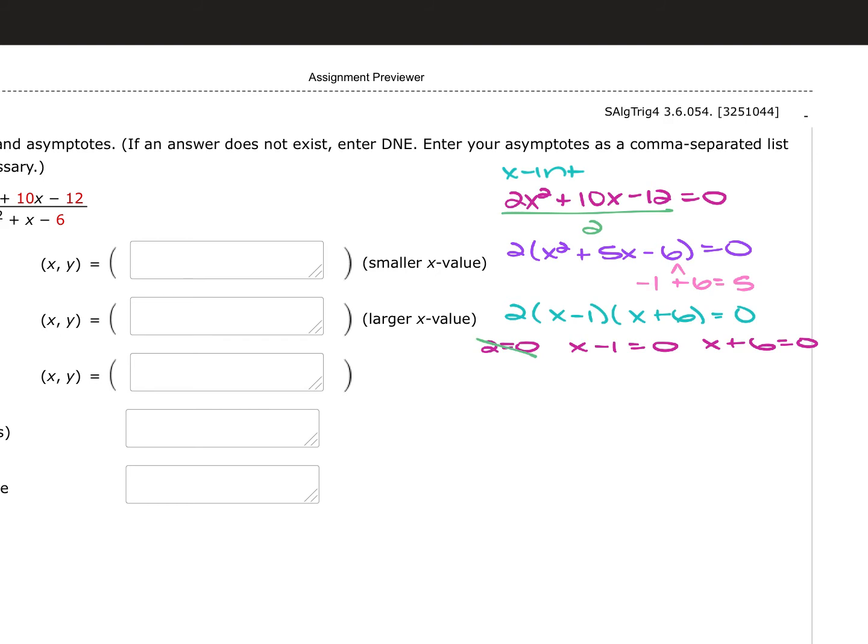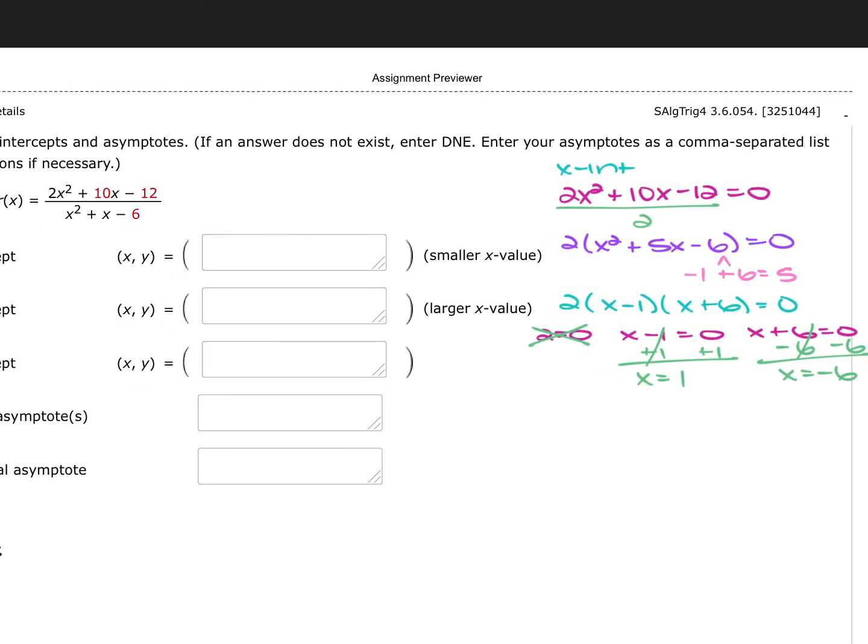So the 2 is equal to 0, false statement, cross it out, don't work with it. X minus 1 is equal to 0, add your 1 over. You have that x is equal to 1. For the x plus 6 is equal to 0, subtract 6 from each side. You have that x is equal to negative 6. So your two x-intercepts are negative 6, 0, and 1, 0.